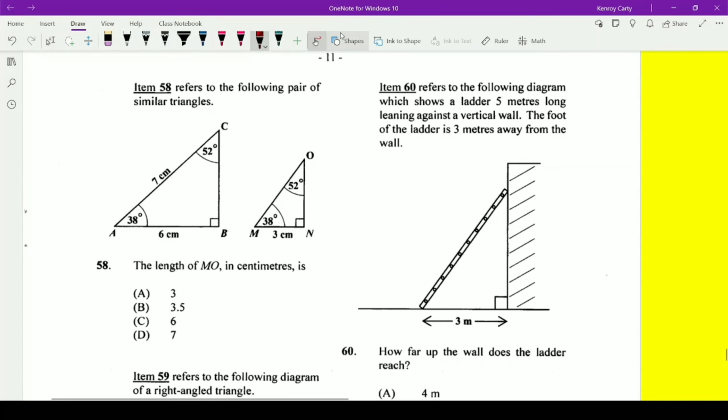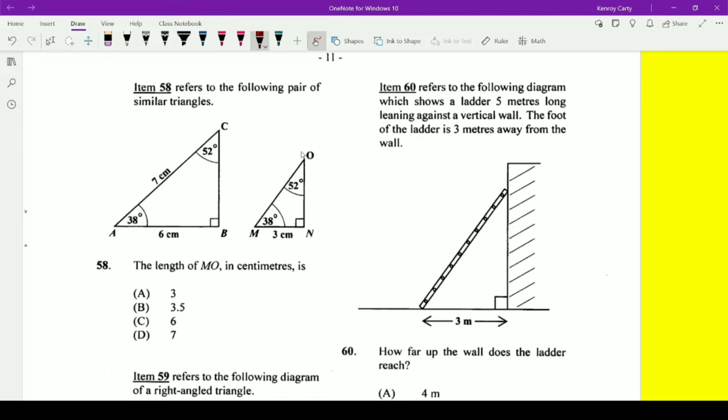Question 58. Now, whenever you see two triangles and all the angles in the triangles are the same, it's talking about similar triangles. And here it goes. It refers to the following pair of similar triangles, which means that all sides are connected by a common ratio. So, AB corresponds to MN, which means that if I multiply MN by a common ratio, I get AB. That same common ratio is used to multiply the hypotenuse, which is MO, to get AC. That's how the concept works. So, right away, comparing two sides that I know, you must do that. Alright, the length of MO in centimeters. So you're going to ignore MO.